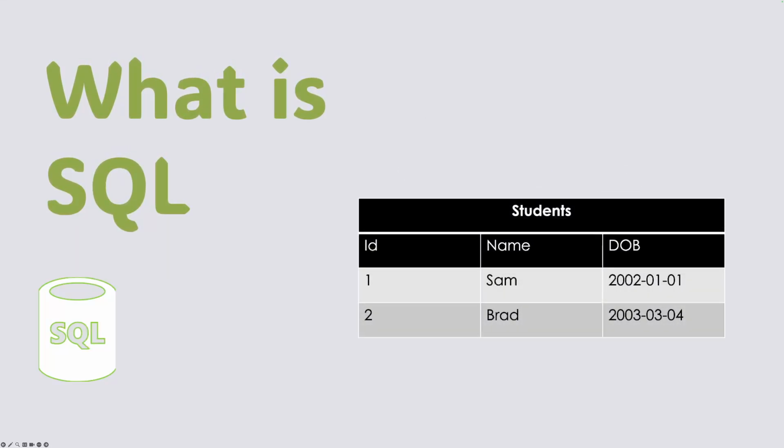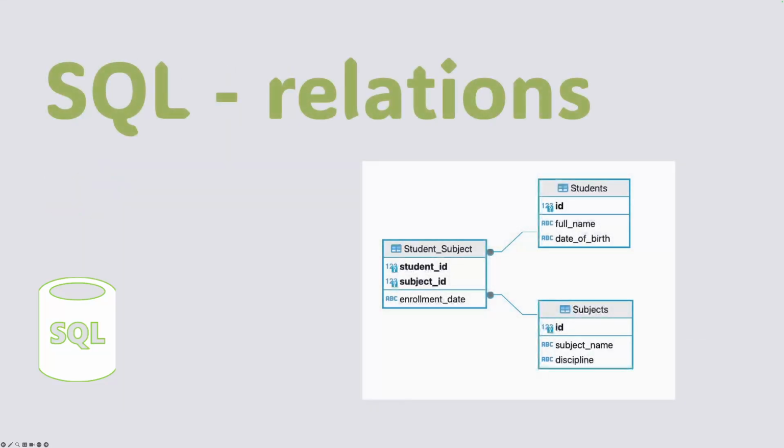Now the table itself can have a name in order to help identify what kind of data it contains. Also, let's put some data into it so that we can play with it. So here we are making an SQL model where we have three tables: students, subjects, and student subject.